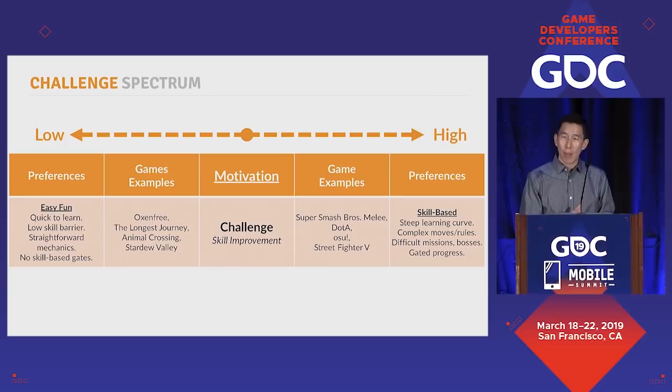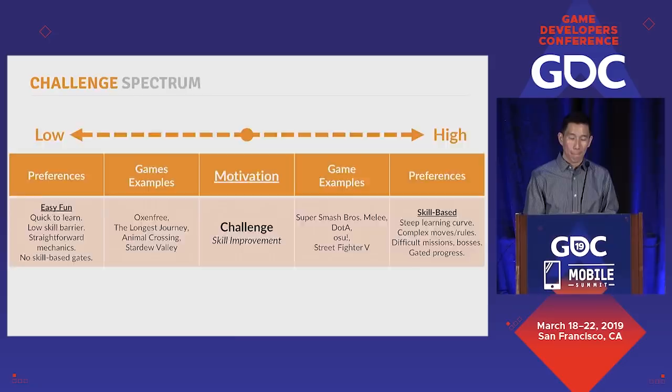On the other hand is the appeal of, and I'm totally borrowing from Nicole Lazzaro's fun keys here, the appeal of easy fun. And one description that Nicole has given in the past in her model is fun failure states, that the game doesn't punish you for mistakes like ending your game. These games tend to be easy to learn with few or no skill-based gates and barriers in terms of the gameplay.